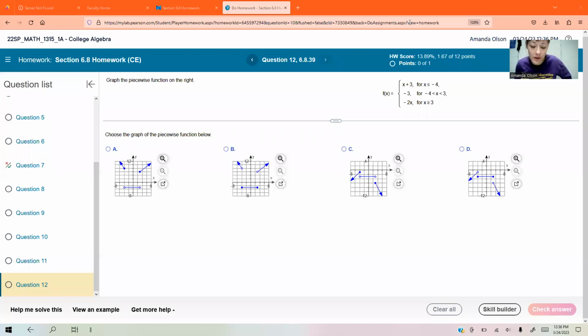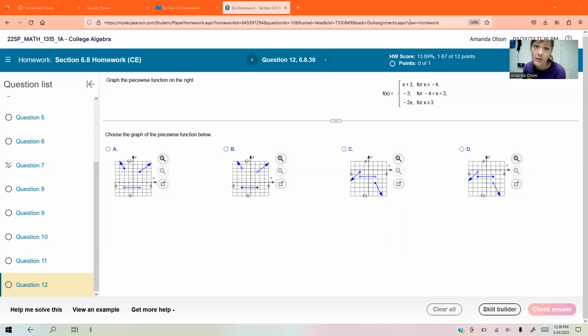Okay, hi. So we are looking at the Math 1315 section 6.8 homework problem number 12. If you didn't watch the previous two videos, you might want to stop and watch the example for number 10 and number 11. This is the same idea. We're still graphing a piecewise function, but this time we're just going to stick to using a graphing utility.